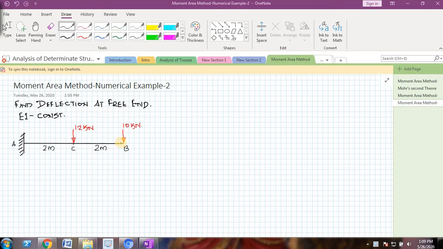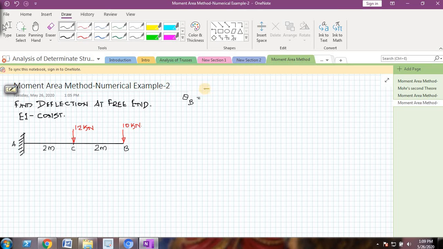Now we need to find the deflection at the free end, that is at point B. EI is constant for this beam, that is, flexural rigidity is constant. Since they have asked only deflection, let us also find the slope at that point. To find slope, I told you we have to use Moore's first theorem. In cantilever beams, it is theta B minus theta A, that is the change in slope between A and B. Since A is fixed, theta A will be 0, so theta B minus theta A leads to theta B only. That's why I'm writing theta B directly on the left hand side.